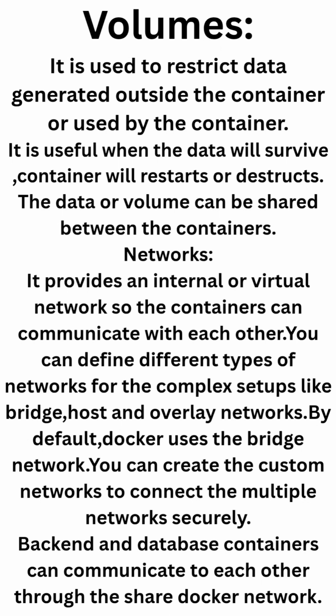A network provides an internal or virtual network so the containers can communicate with each other. You can define different types of networks for complex setups, like bridge, host or overlay, and by default Docker uses the bridge network. You can create a custom network to connect multiple containers, for example a backend and a database can communicate through a shared Docker network.